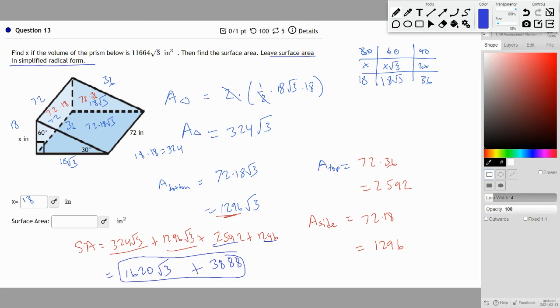So your numbers are probably going to be different than mine. But the most important part, of course, is this 30, 60, 90 triangle. That will help you get the rest of your measurements as well as figuring out the area of the base, which is the triangle. Hopefully that helps. Let me know if you have any more questions.